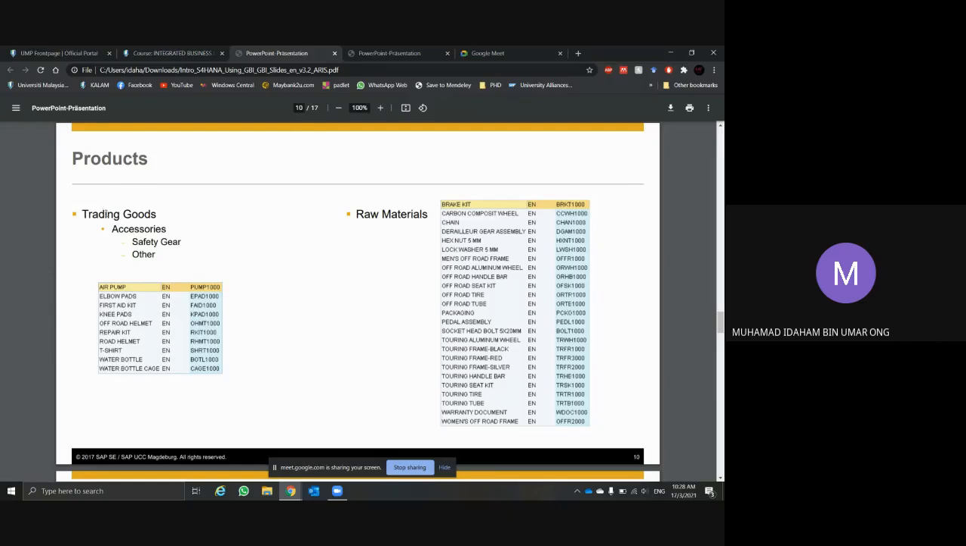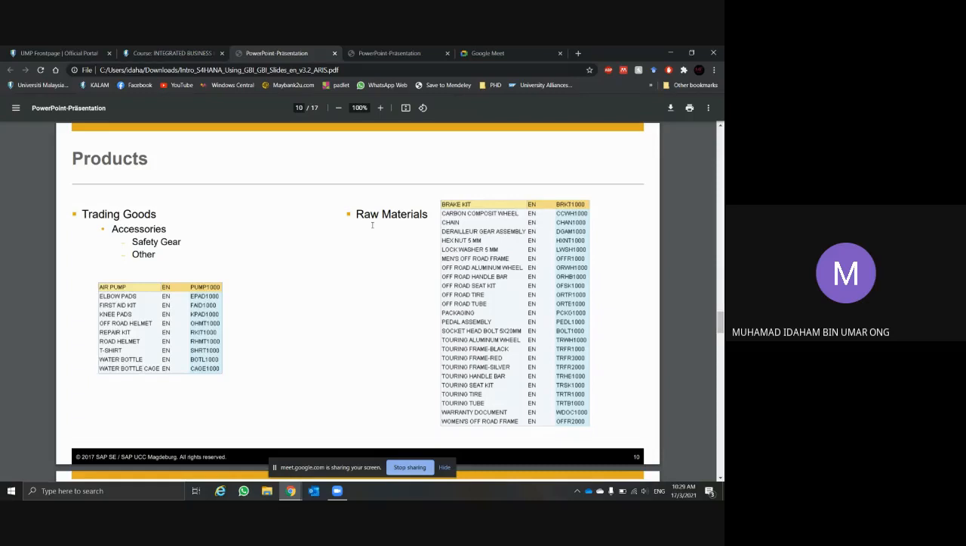Okay, now trading goods. This is the part where basically GBI doesn't produce those things. Global Byte doesn't produce these things. They just buy it from a company and then sell it. Okay, that is trading goods.